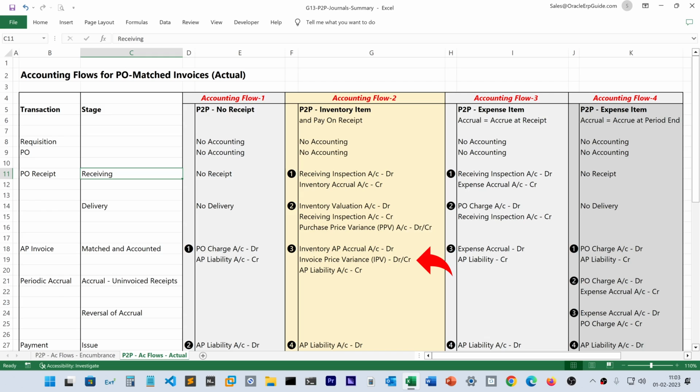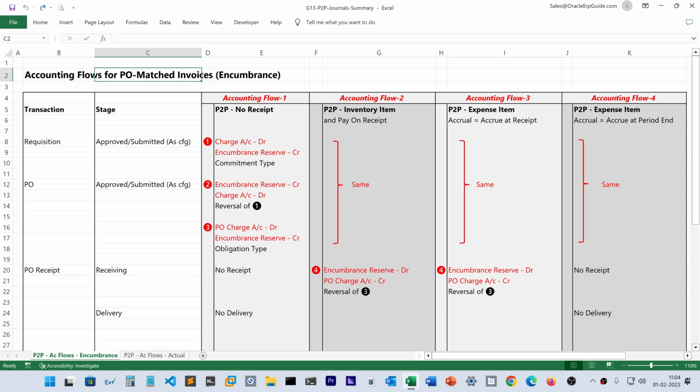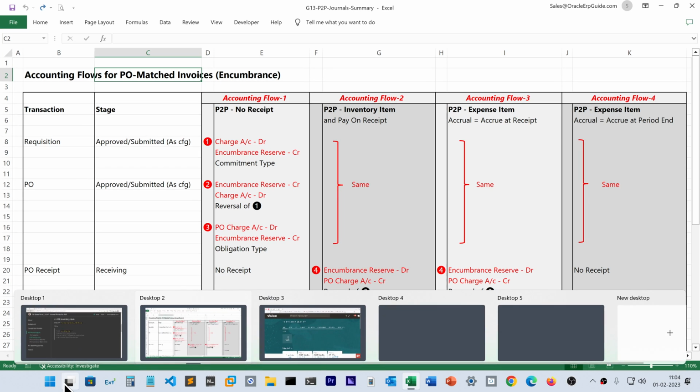I repeat once again, the invoice price variance is the difference between invoice price and the PO price, whereas the purchase price variance is the difference between PO price and item cost. Now for payment, the accounting is the same. Again, AP liability account is debited, cash clearing credited, the same as this one. And at the time of clearing, cash clearing is debited, cash account is credited. So that completes our flow number 2, and let us navigate back to our guide.